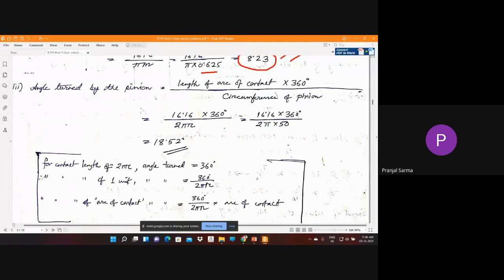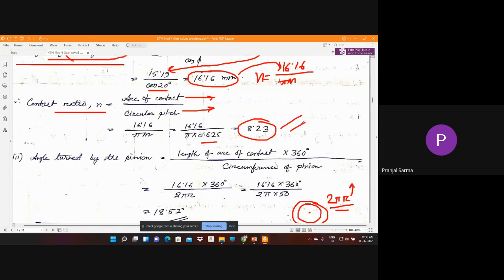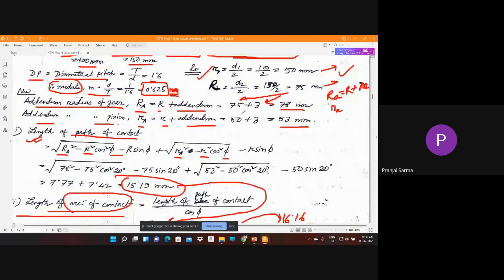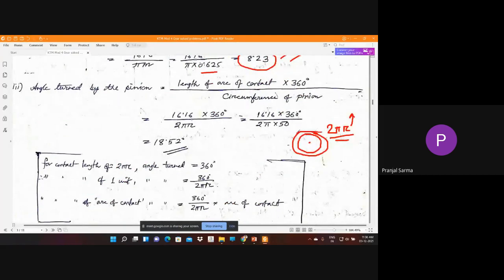Now for this, you see, gear wheels are generally circular in nature. And what is the circumference of a circle? Twice pi r. Yes, correct. So in the case of gears, generally this r is up to which circle? Pitch circle, right? Yes, sir. Okay. So now they are asking what is the angle turned by the pinion when any pair of teeth is in contact. Let's consider this 2 pi r, the circumference. If the contact length is this whole 2 pi r portion, then what will be the angle turned?